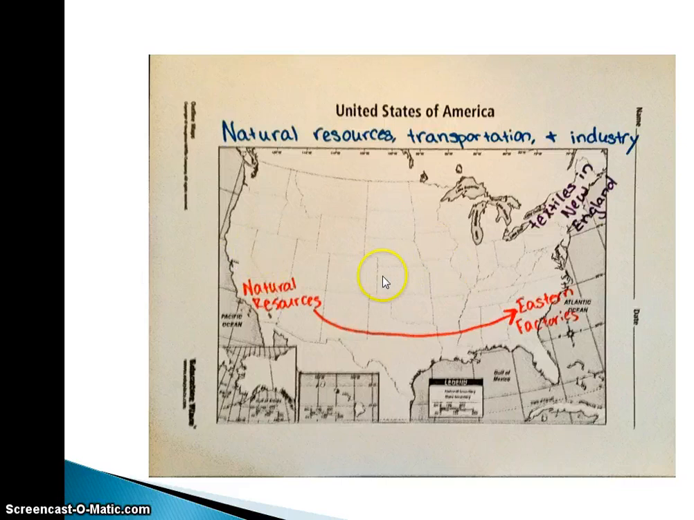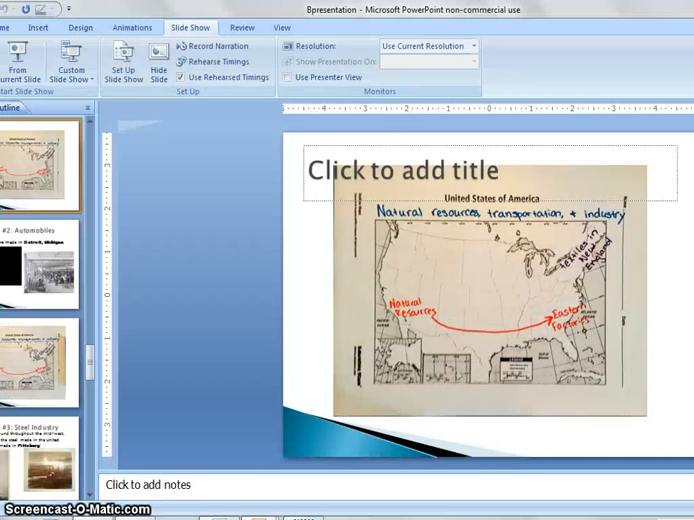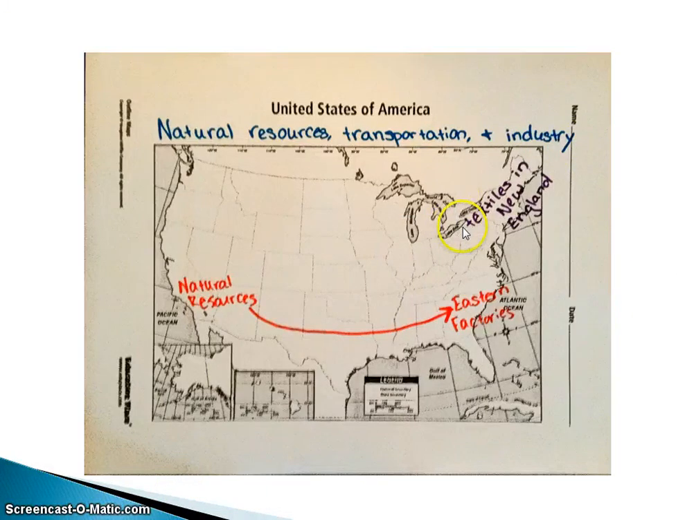So what we need to do is write down that textiles were produced in New England. Remember, they talked about the town of Lowell, Massachusetts. Massachusetts is definitely part of New England. Textiles were the first industry that was produced in our country. Before that, we mainly had an agricultural country.